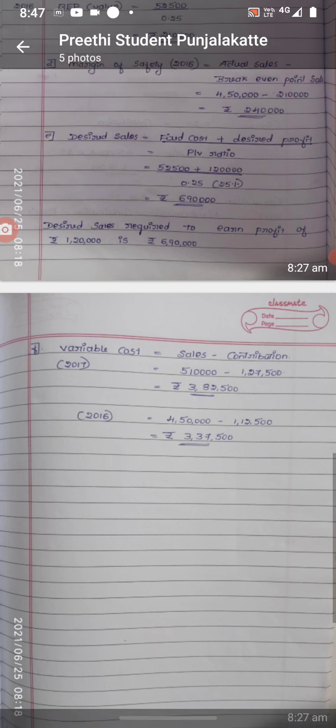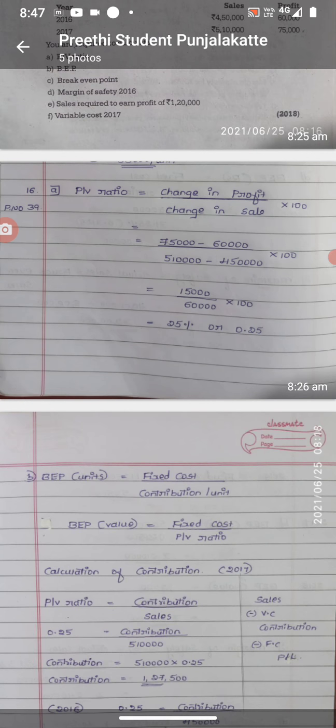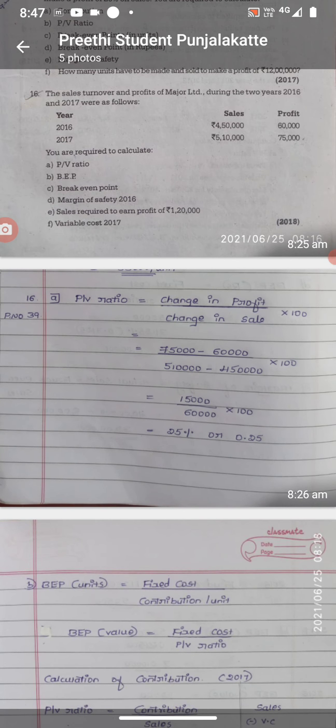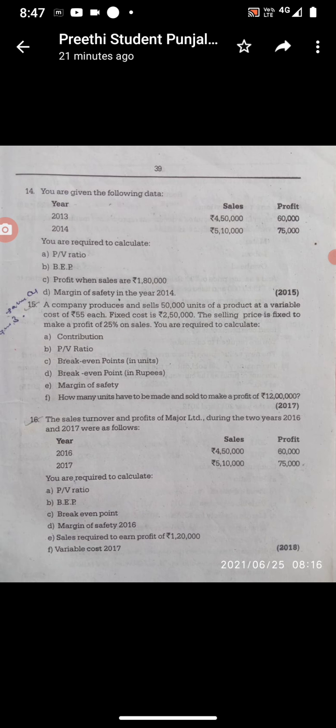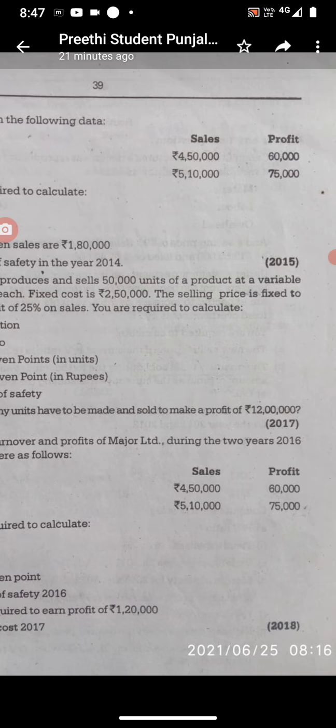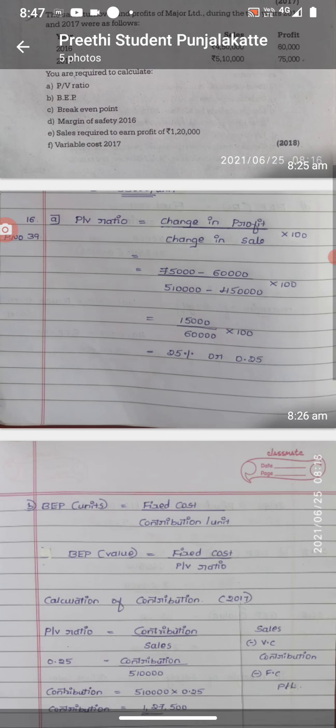So this problem is related to break-even sales, and this type of problem is asked for 24 marks. So remember it is a 2018 problem, I think. Yeah, 18. This type of problem they may ask for 24 marks or 12 marks.